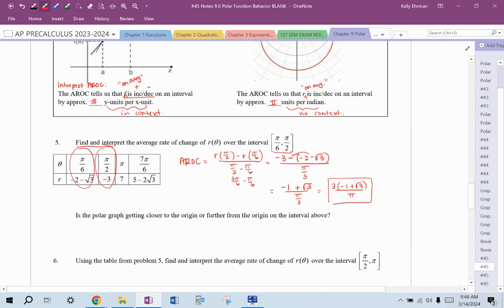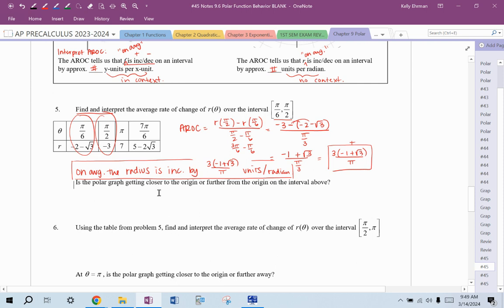All right, I need to interpret that. On average, the radius, or you could just say r, but I already started writing the radius, is this positive or negative? Let's see, negative 1 plus 1 point something is positive, times positive 3 over pi. So it's increasing by 3 times negative 1 plus radical 3 over pi units per radian. Remember, not really any context besides the fact that it's always going to be per radian, because that's the input.